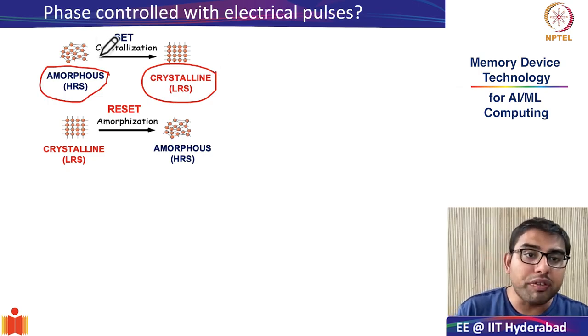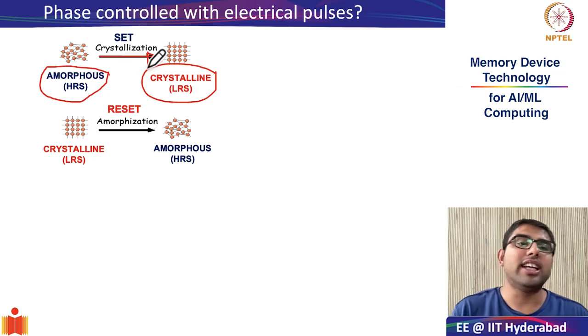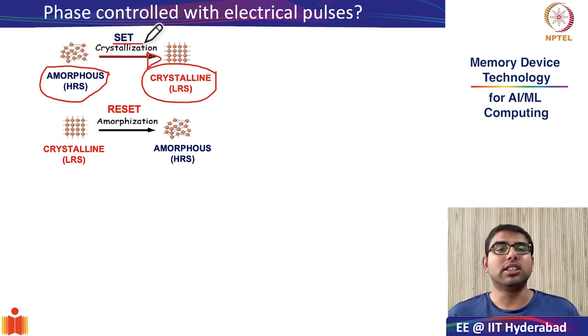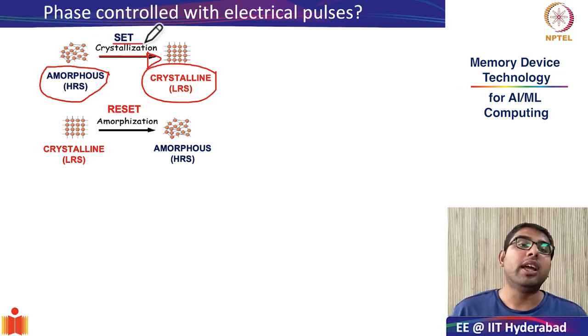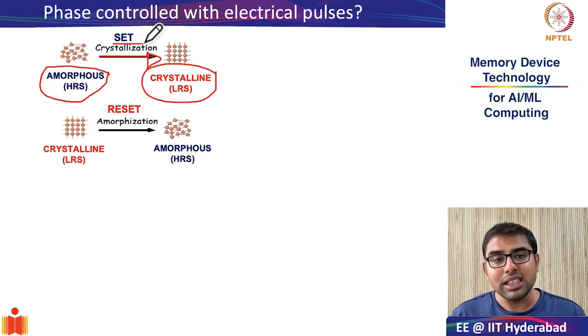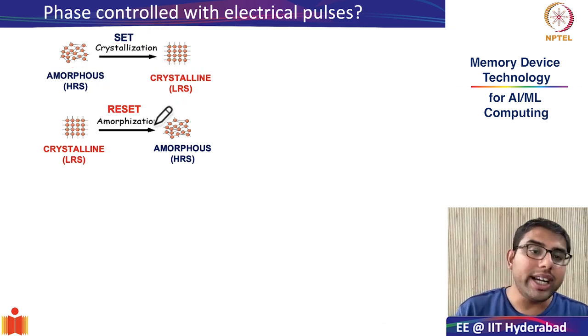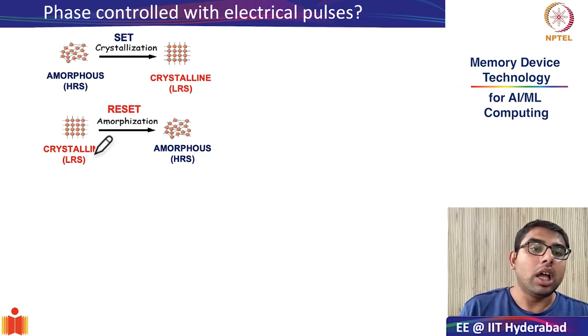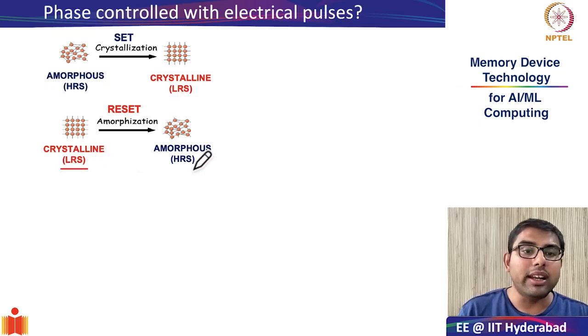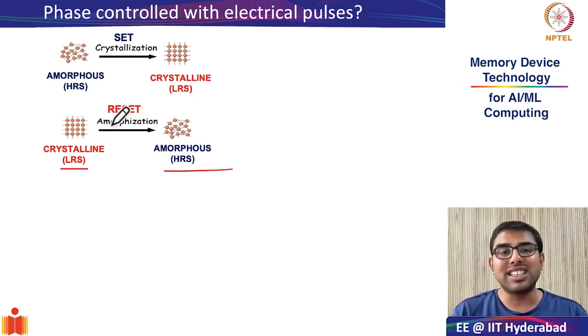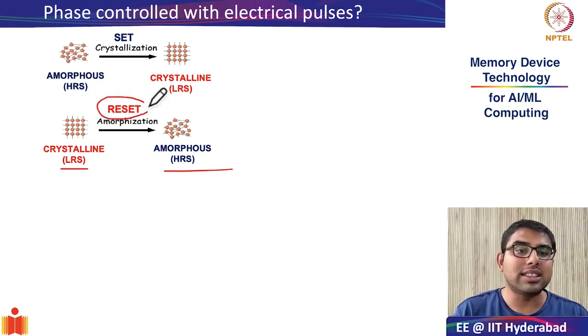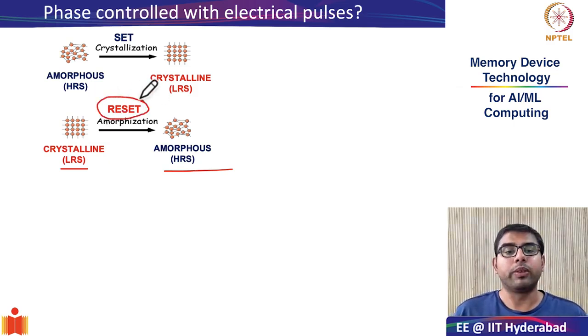Therefore, the process of crystallization from the amorphous to the crystalline state is called the set process. This is called set because, as we defined in our previous class, the transition from HRS to LRS is set. Quite the opposite is the change from crystalline material to amorphous material. So this amorphization process is known as the reset process. Okay, so how does this happen?